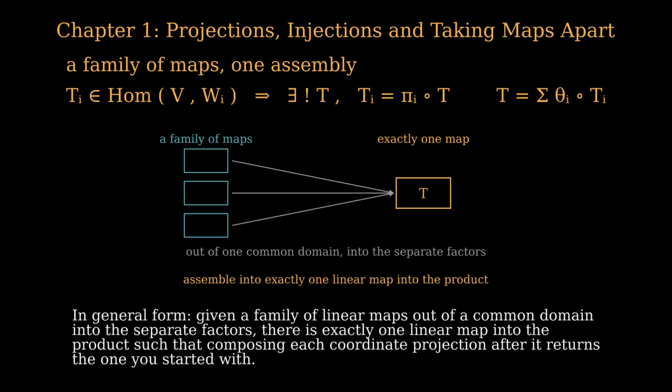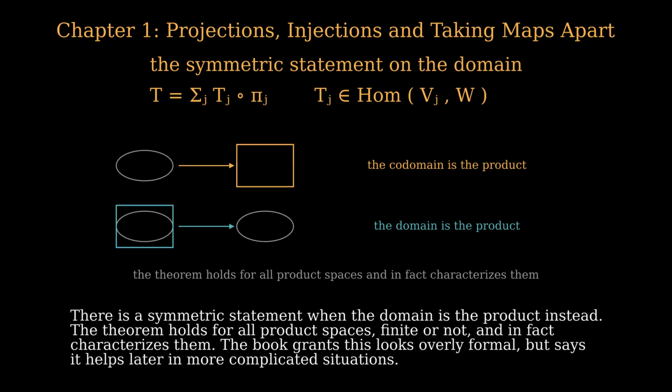In general form, given a family of linear maps out of a common domain into the separate factors, there is exactly one linear map into the product such that composing each coordinate projection after it returns the one you started with. There is a symmetric statement when the domain is the product instead. The theorem holds for all product spaces, finite or not, and in fact characterizes them. The book grants this looks overly formal, but says it helps later in more complicated situations.